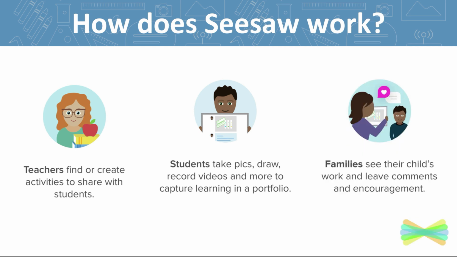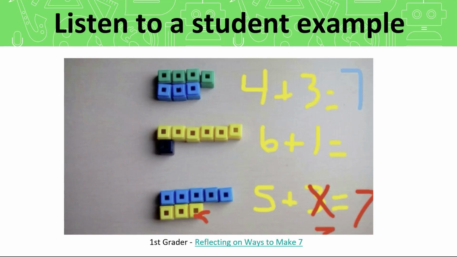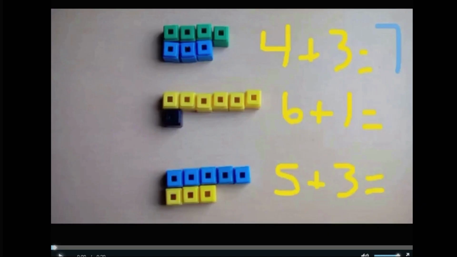Parents are also able to view what their children have been doing in class, and students can continue to work on their projects at home, which is perfect for flipped classrooms. Students will also be notified on their accounts as soon as the teacher makes a comment. Let's see an example now of a first grader who has been using Seesaw and is videotaped her reflection on ways of making 7.